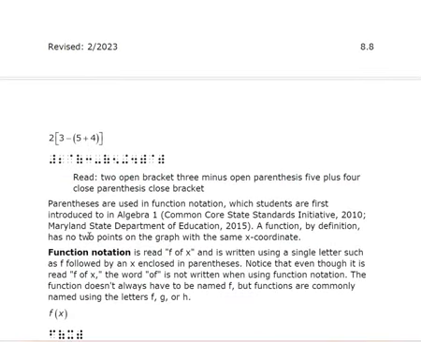We have 2 open brackets, 3 minus open parentheses, 5 plus 4 close parentheses, close bracket. Here's a number sign. We're going to open the bracket, which is 4 of, and then we have the number 3 minus, then we have a parentheses, so that's just of, and then we have a 5 plus 4, close the parentheses, close the brackets. Okay?